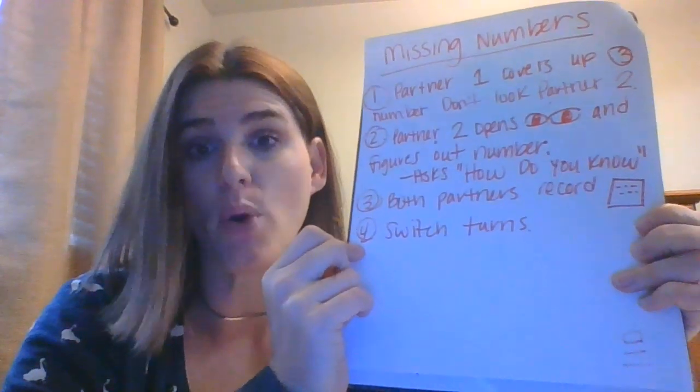We're going to play the game right now. I'm going to be partner number 1. You're going to be partner number 2 because I live with myself, so I don't have a partner here. Okay. Partner number 1 covers up 3 numbers. Partner 2 is not looking. All right, I got you. I'm going to use my Post-it notes. That way you'll be able to peek and you can still see.